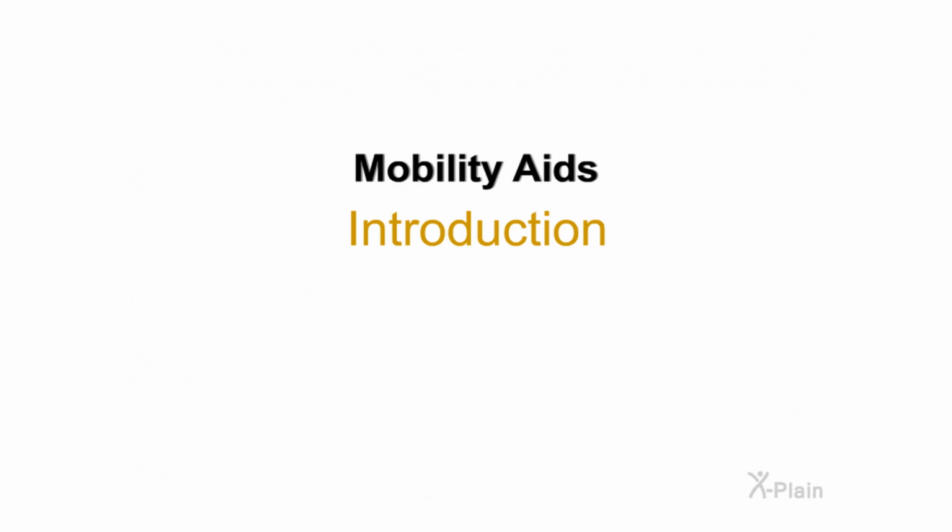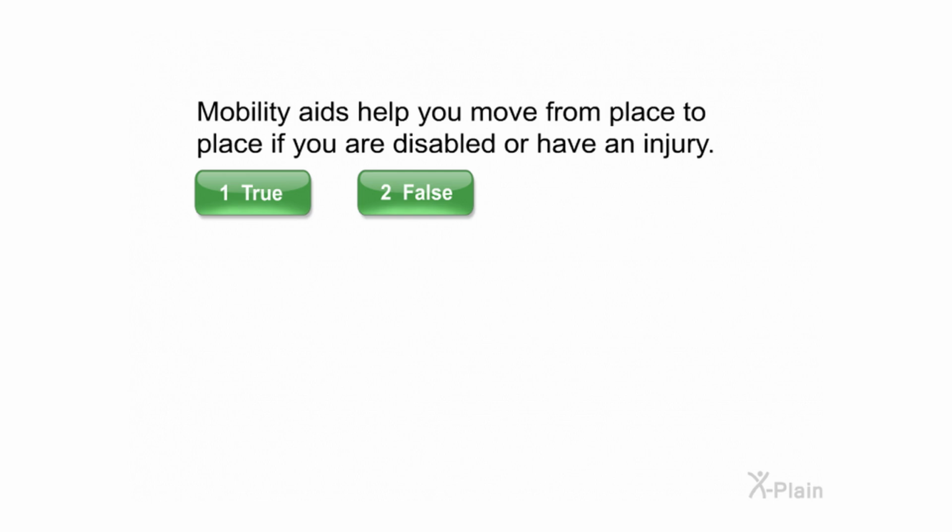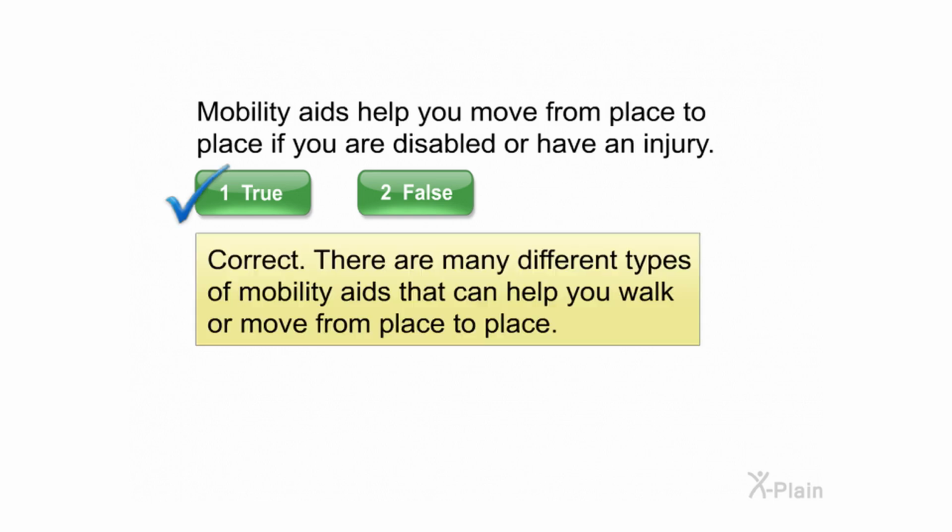Mobility aids. Introduction. Mobility aids help you move from place to place if you are disabled or have an injury. Select true or false. Correct. There are many different types of mobility aids that can help you walk or move from place to place.